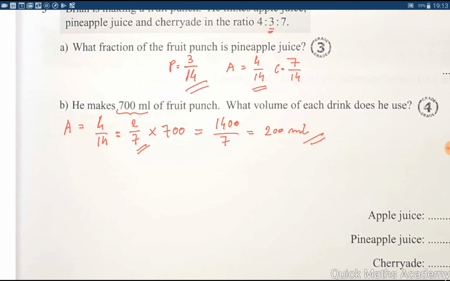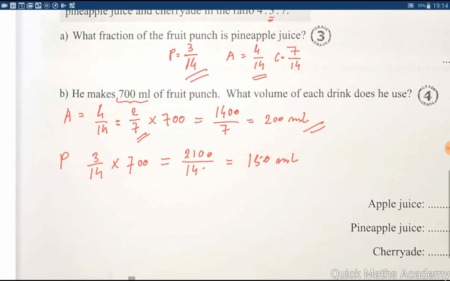Now let's apply the same thought to the second fruit, which is pineapple. My fraction for the pineapple is 3 over 14. I just have to multiply my 3 over 14 by 700 milliliters. 3 times 7 is 21, so 2100 over 14, and that will give me 150 milliliters. There you have it.